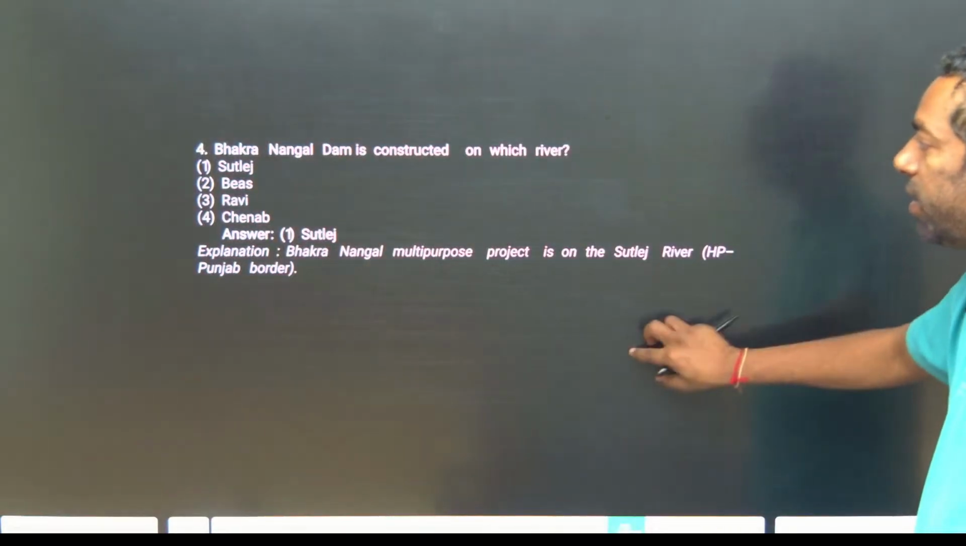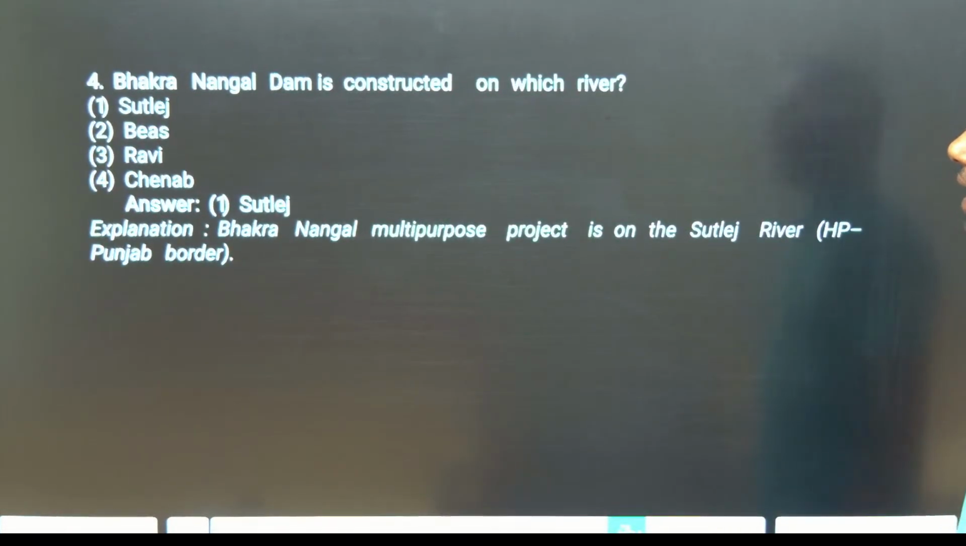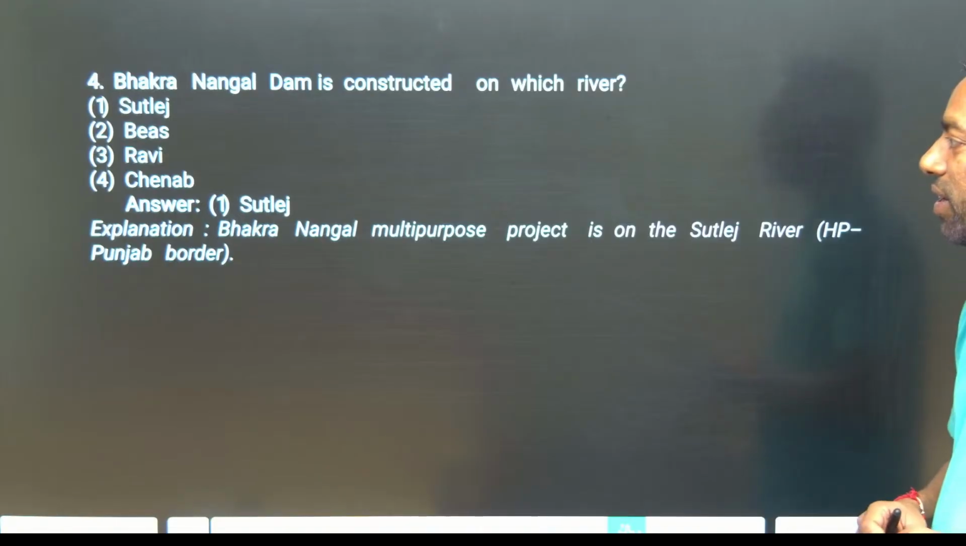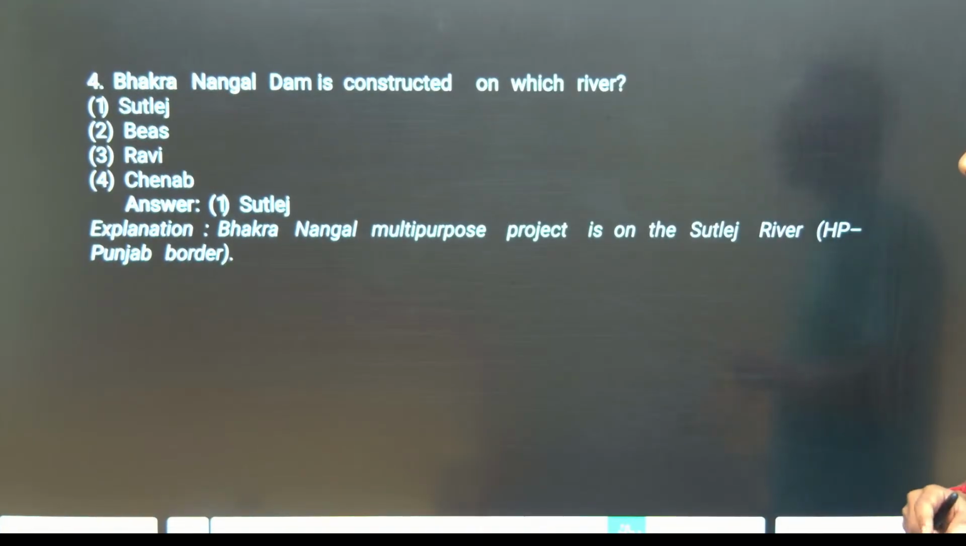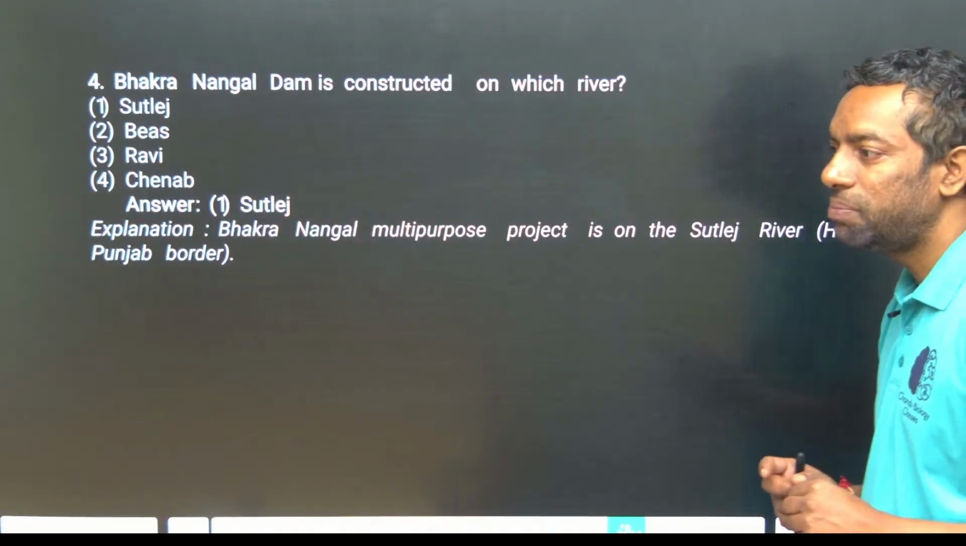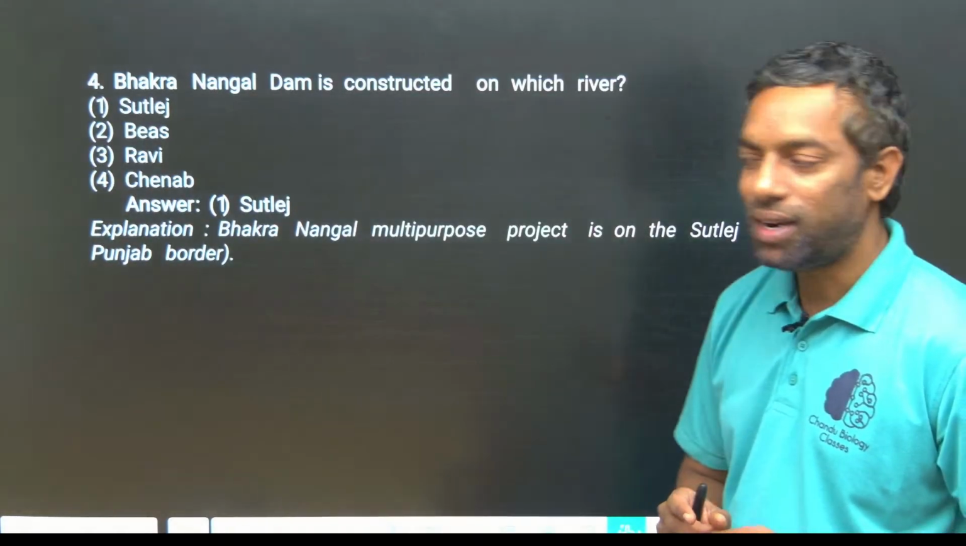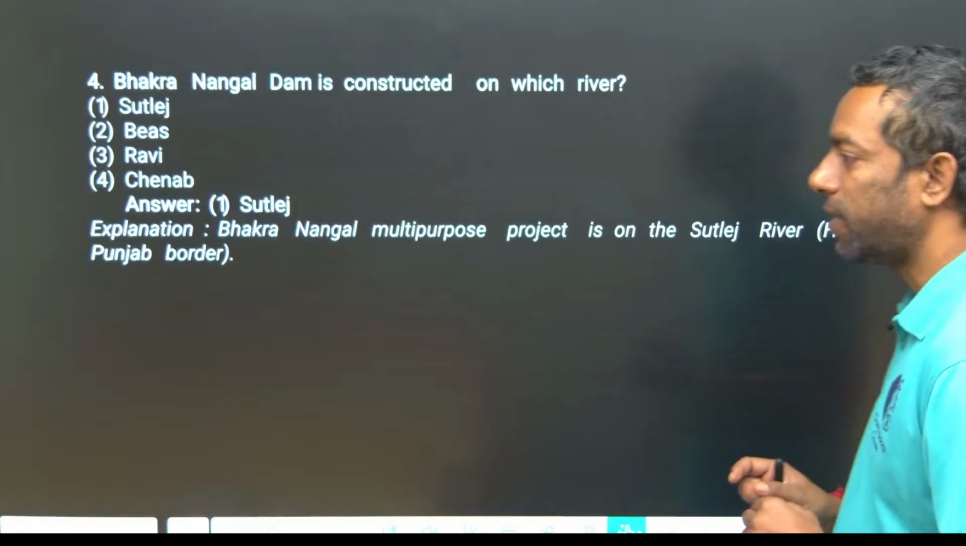And Bhakra Nangal Dam is constructed on which river? Satluj River. Obviously, the Bhakra Nangal project, a multi-purpose project, is on the Satluj River, on the Himachal Pradesh and Punjab border. There is a dispute between them, Himachal Pradesh and Punjab, guys.